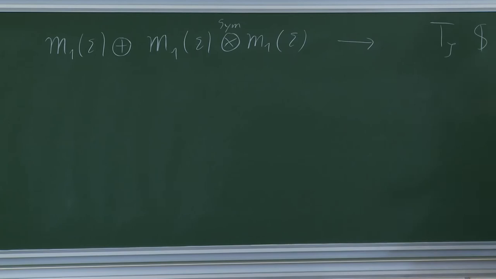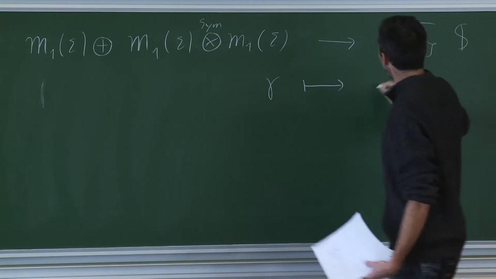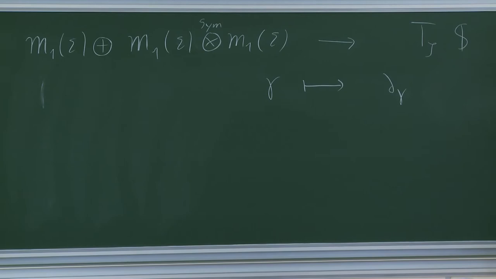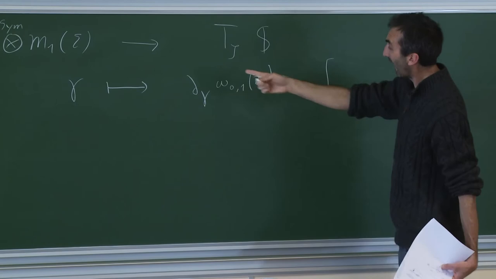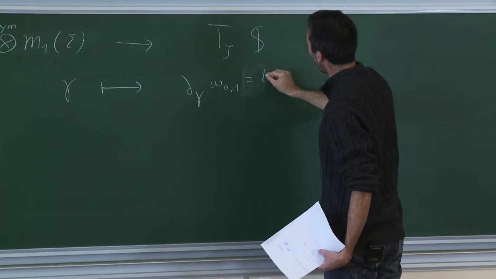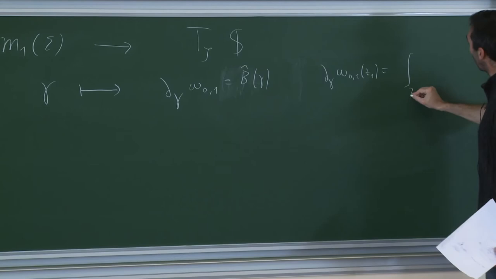I'm going to write it explicitly now. If I take gamma, what is d gamma? In order to define d gamma, I just need to say how it acts on omega 0,1 and omega 0,2. I will define it this way: d gamma of omega 0,1 will be, by definition, B hat of gamma. By definition, this means that d gamma omega 0,1 of z1 will be the integral over z2 belonging to gamma of omega 0,2 of z1, z2.